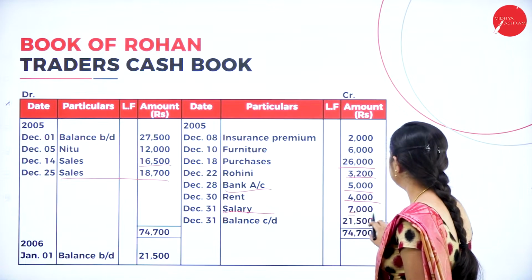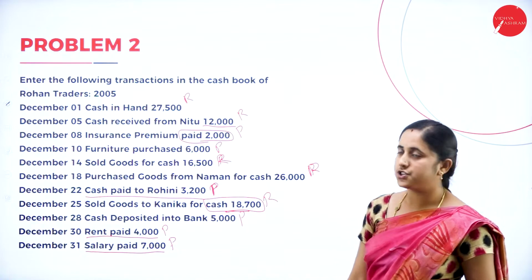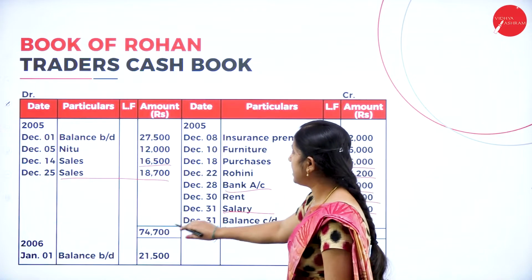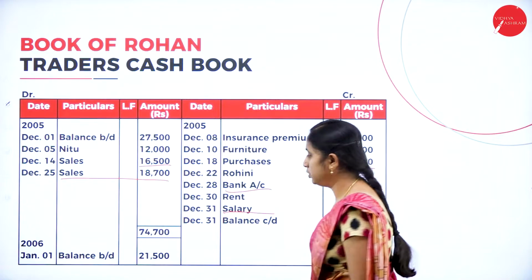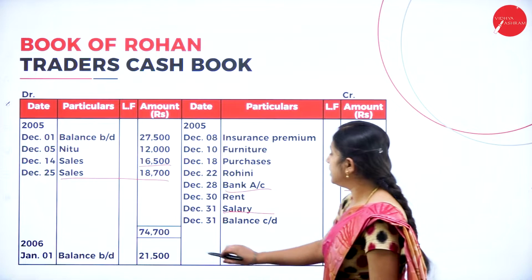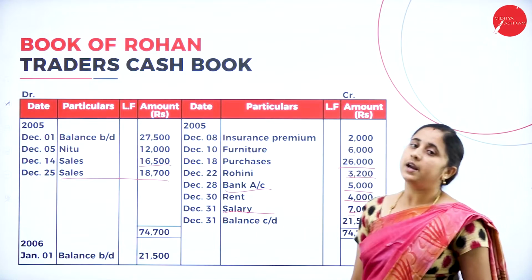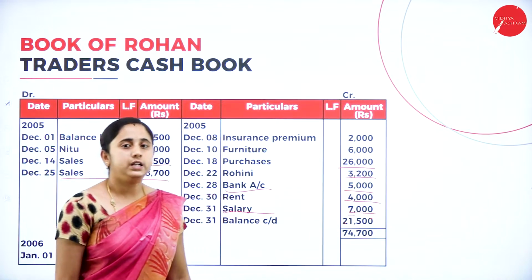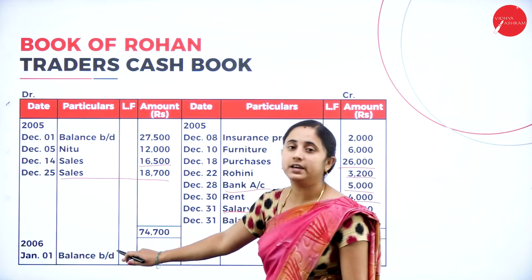Salary rupees 7,000. Next, after finishing all the transactions in the cash book, just make a total of the debit side and credit side. The debit side total you will get is 74,700. So write it on both sides, whichever is higher: 74,700. Then write the difference as balance carry down, 21,500. The balance carry down should be brought down for the next month.